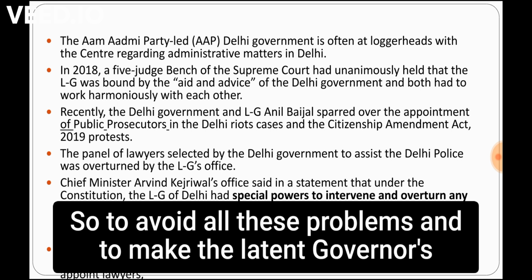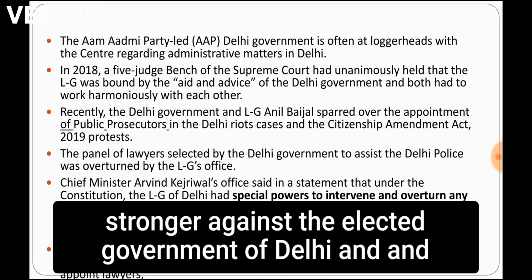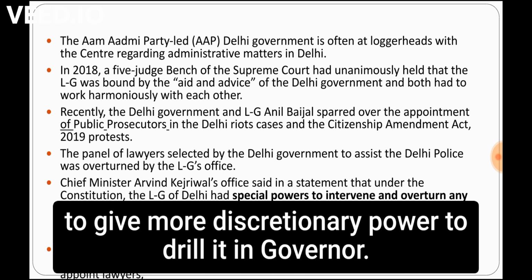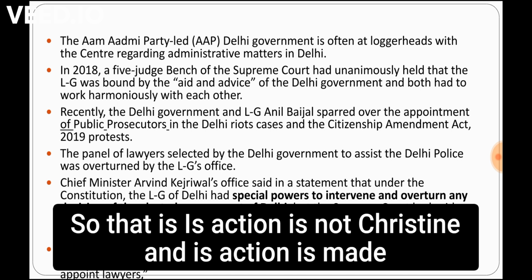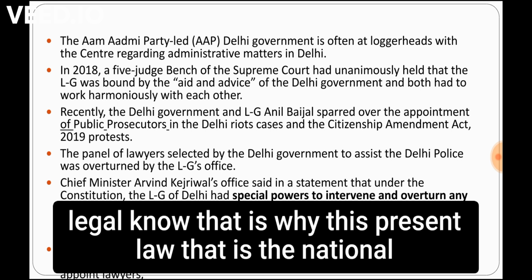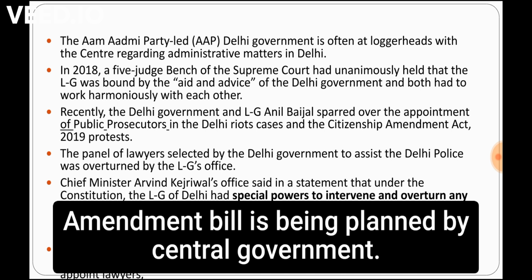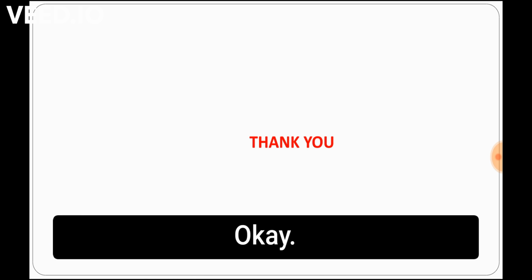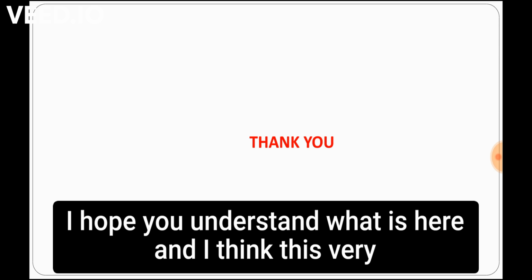So to avoid all this problem, and to make the Lieutenant Governor stronger against the elected government of Delhi, and to give more discretionary power to the Lieutenant Governor, so that his action is not questioned and his action is made legal, that is why this present law, the National Capital Territory Amendment Bill, is being planned by the central government. I hope you understand what is here.